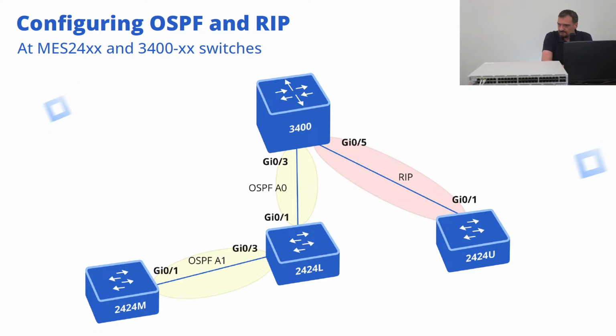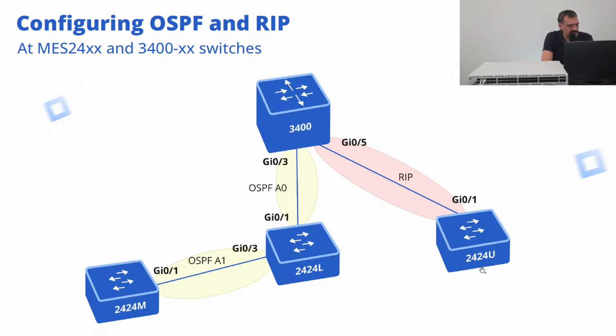So let's try to configure the OSPF feature. We will configure two OSPF areas: area 0 between the 3400 and 2424L, and area 1 between 2424M and 2424L. As well, we'll make another dynamic routing area with the RIP protocol, between the 3400 and 2424U.